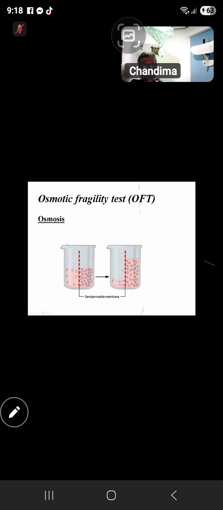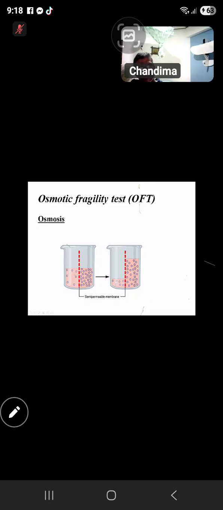Right. The last one which I have to discuss today is the osmotic fragility test. What is going to be named as osmosis, right? So I just mentioned this one. What is osmosis? Osmosis is the flowing of water molecules through a semipermeable membrane from a low concentration solution to the high concentration solution.